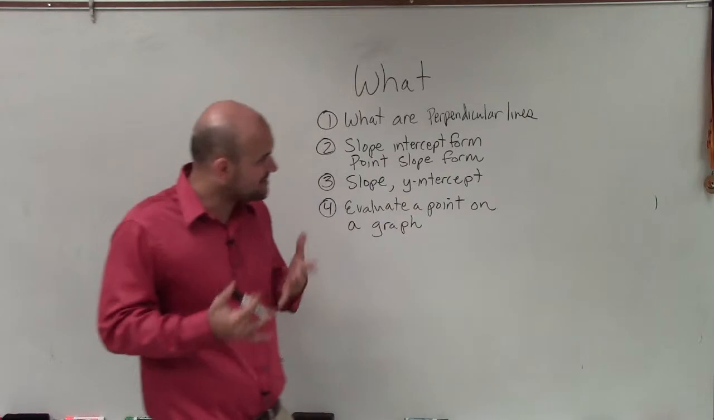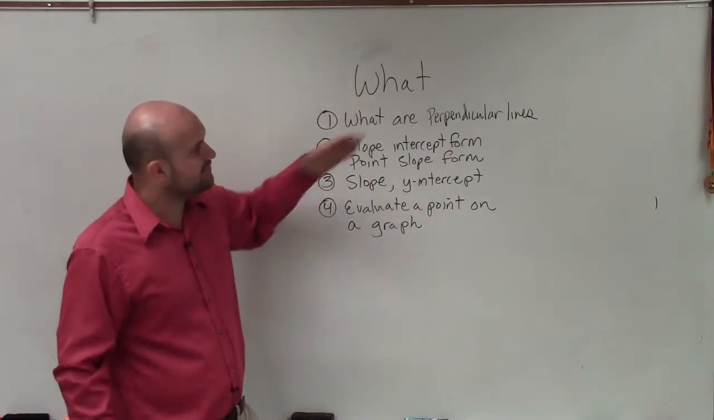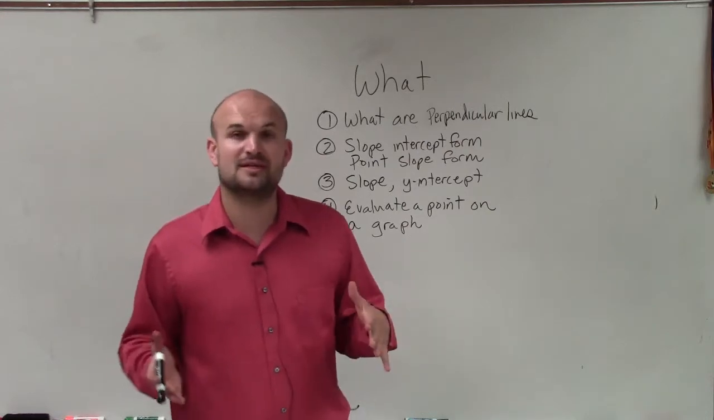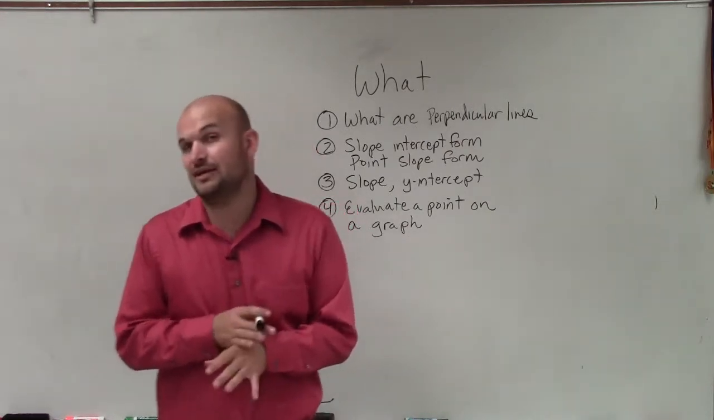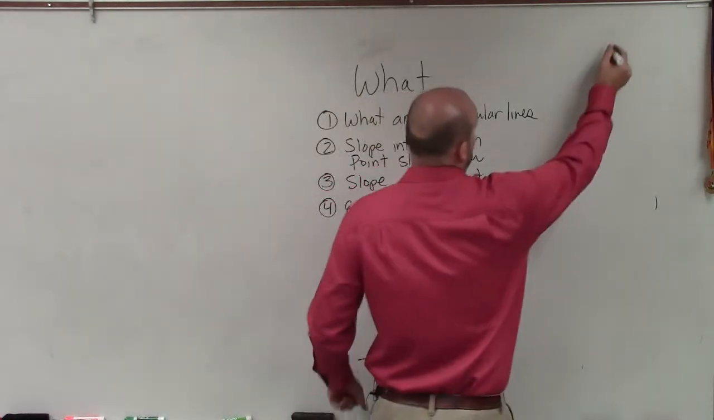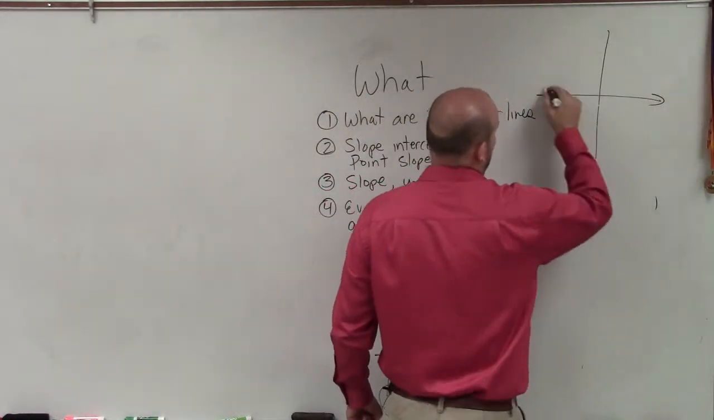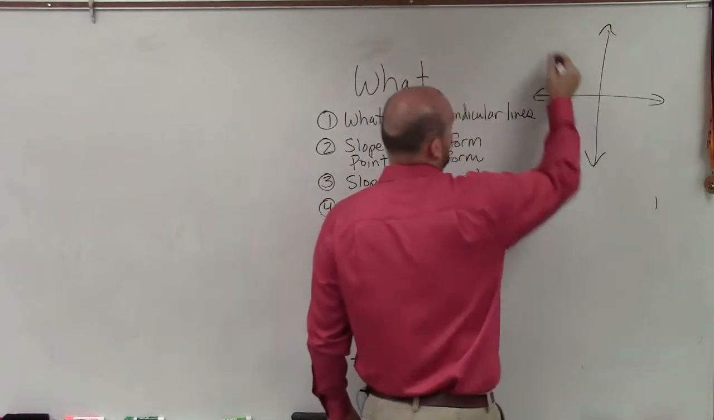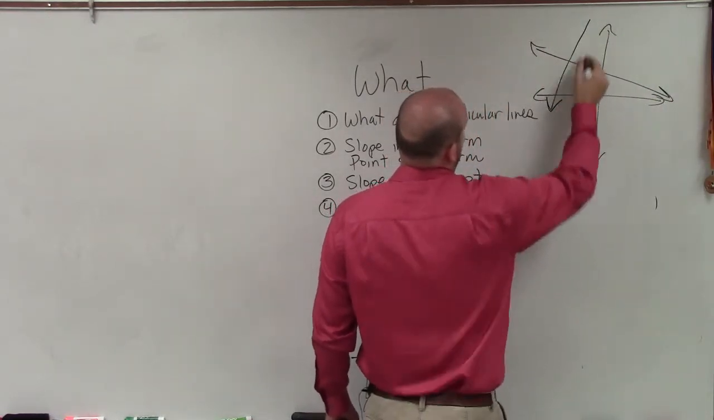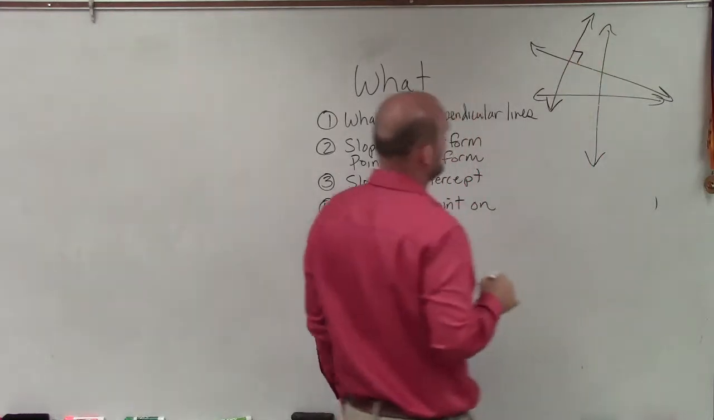The basics that you're going to need to know to do that is first understanding what perpendicular lines are. Unlike parallel lines that never intersect, perpendicular lines are going to intersect. And when they intersect, they're going to create a 90-degree angle. Sometimes we call those orthogonal lines. So if I had my x and y axis here, an example of perpendicular lines is here's one line, and let's say here's the other. Again, they create a 90-degree angle.